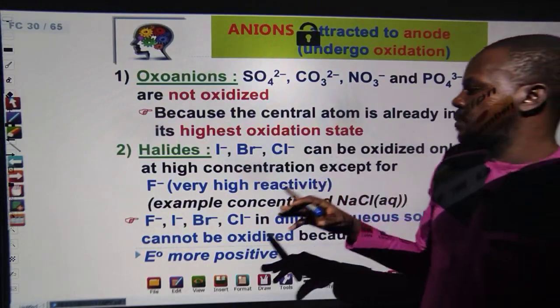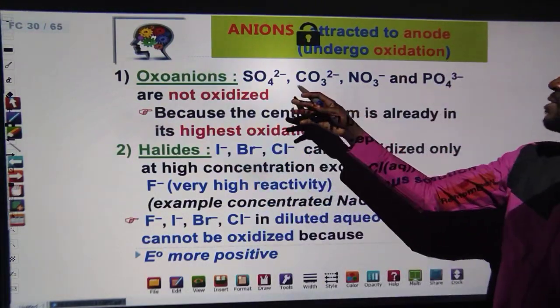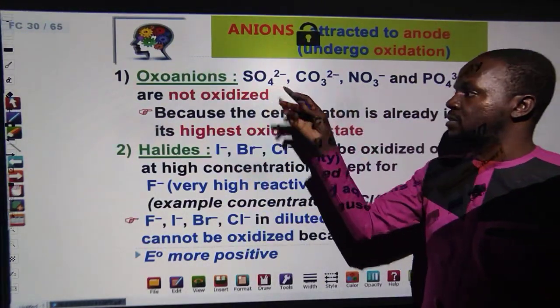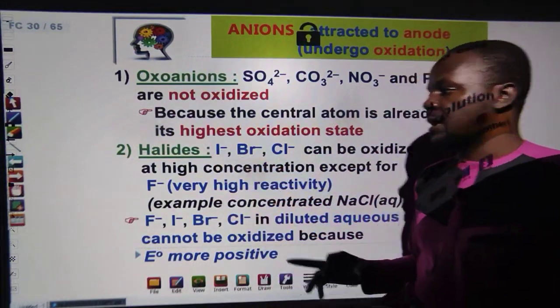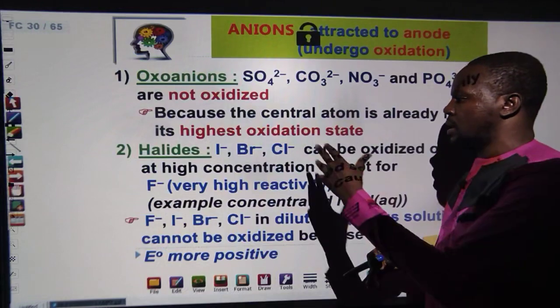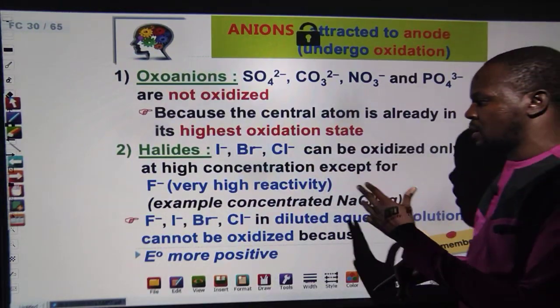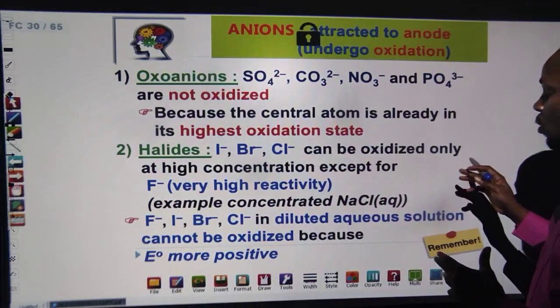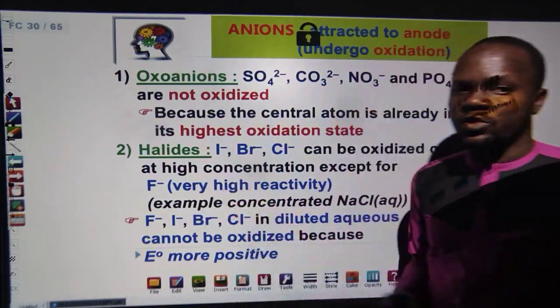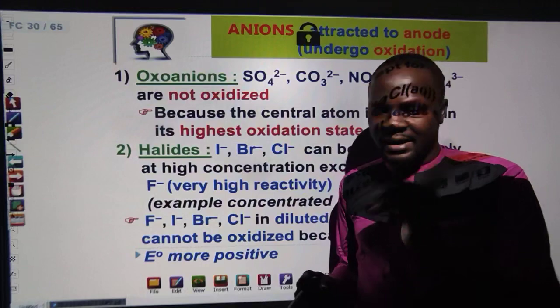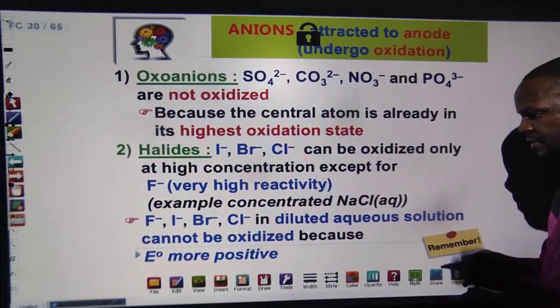So, also keep in mind, this cannot be discharged. Instead of this, oxygen is going to be discharged. That's what we're talking about. Now, for halides, halides are halogens, you know them. Iodide, bromide and chloride ions can be oxidized only at high concentration. Exception: fluoride can never be oxidized, because it is very reactive.